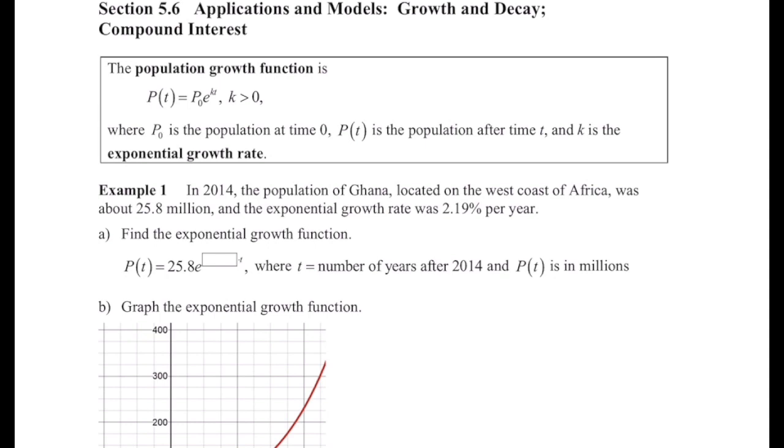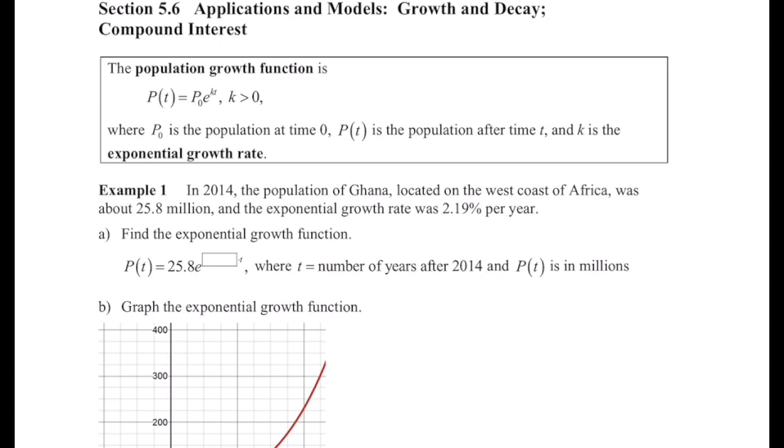We're going to focus on growth and decay as well as compound interest. We're going to start by talking about population growth. Its function, P of t, is equal to P sub 0, where it is the population at 0 time, e to the power of kt, where k is the exponential growth rate, so how fast we're growing, and t is after how many years, or time in which it's growing.